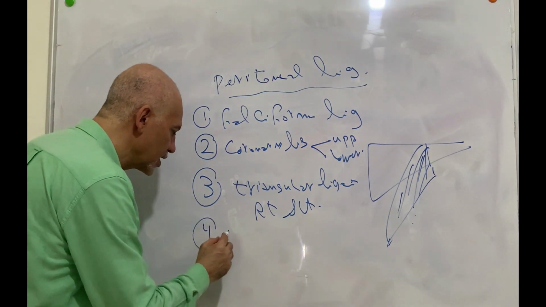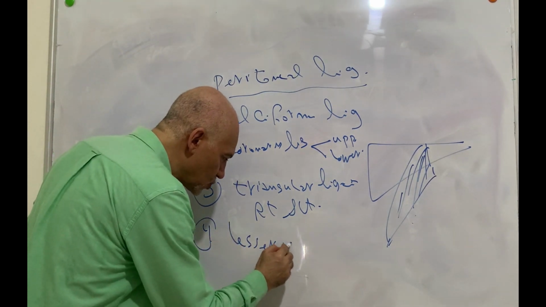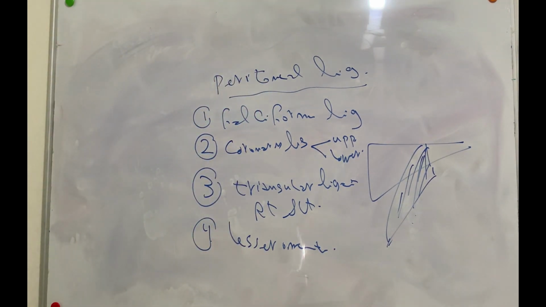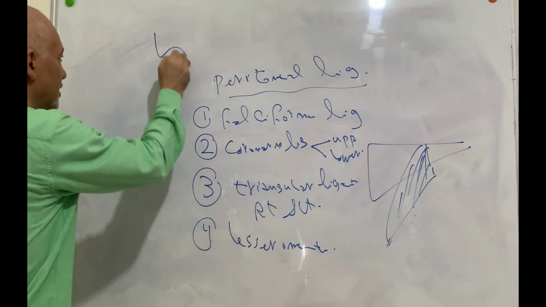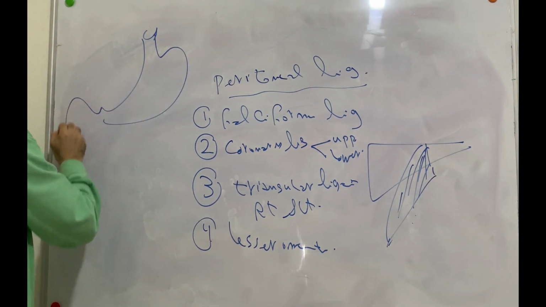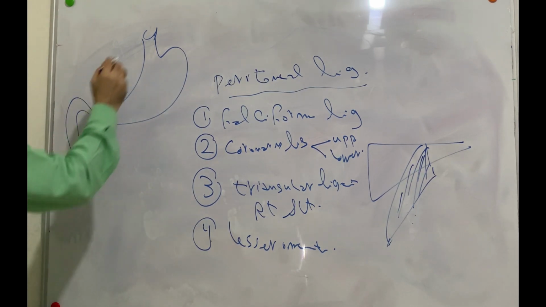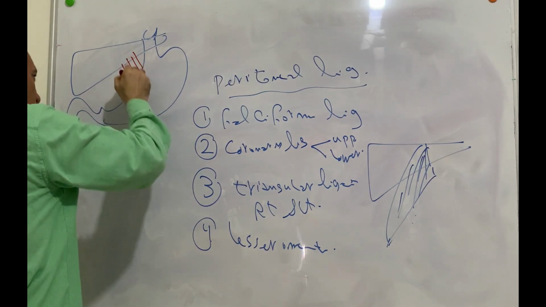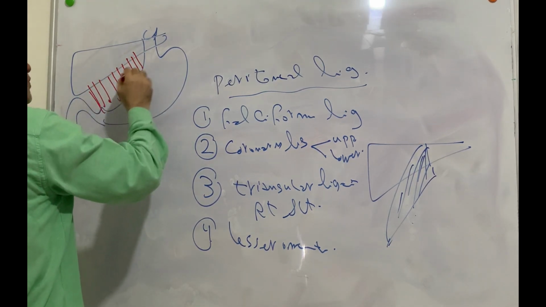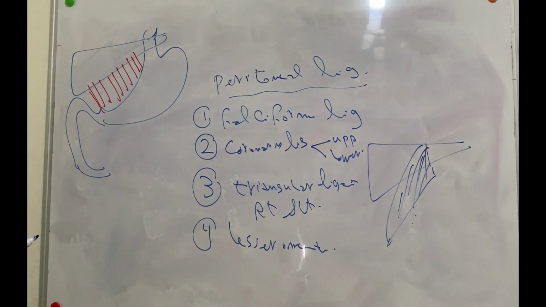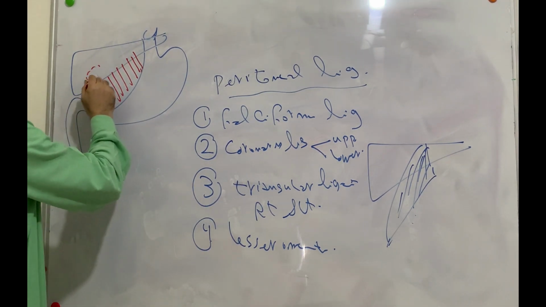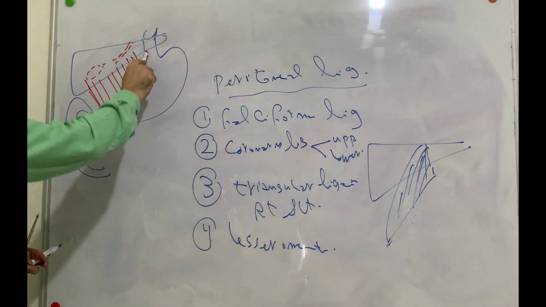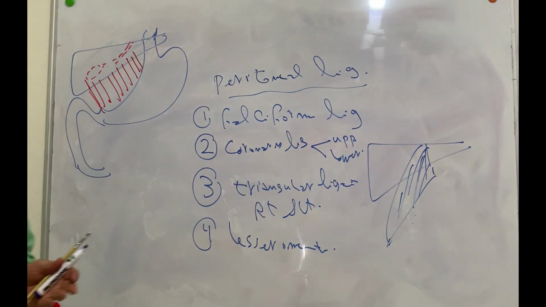Number 4, lesser omentum. The lesser omentum is a ligament for the stomach and liver. Remember, in the lecture of the stomach, suppose this is the stomach, duodenum, and this is the liver. The ligament connecting the liver with the stomach is called the lesser omentum. The lesser omentum is a peritoneal ligament attached to the porta hepatis and the fissure for ligamentum venosum, and attached to the lesser curvature of the stomach. This is a peritoneal ligament.